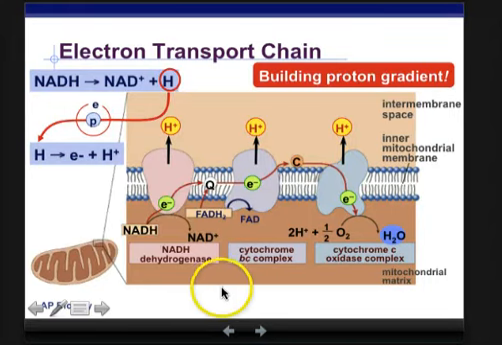So you need to understand the big picture of this. Don't obsess about the names of every molecule, but understand that our electron carriers have carried high energy electrons to the electron transport chain in the inner mitochondrial membrane. Electrons are being used to create a proton gradient. That's the big picture.